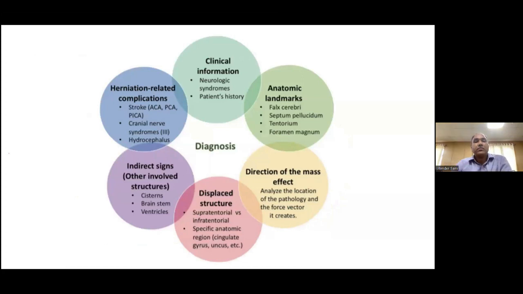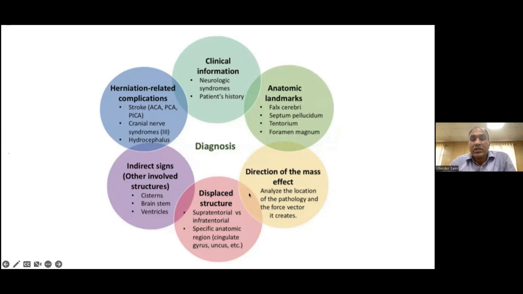So what do we need to know? Some clinical information is important, like the neurologic syndrome. What kind of neurological syndrome is the patient having? Some history. The anatomic landmarks we need to identify are the falx, septum pellucidum, tentorium, and foramen magnum, because these are the locations where we need to look at the herniations.